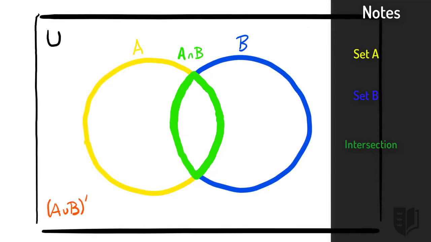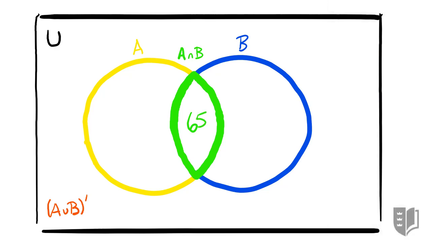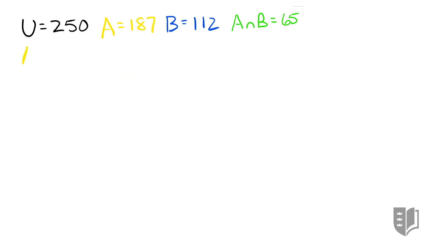First, let's fill in our intersection. Our intersection is the number of people that are taking both History 101 and Math 101. And we know that number is 65. So let's go ahead and put that in. Alright, good. Now that we've got that done, let's go ahead and find the people who are taking Math 101 but not History 101. So what we do to do that is the following.